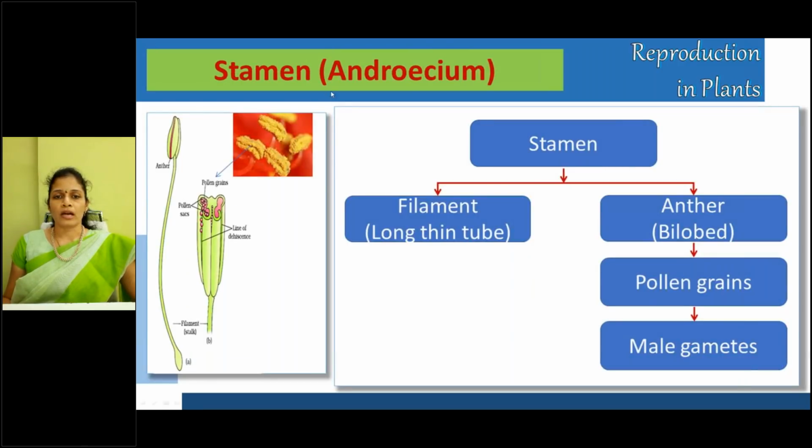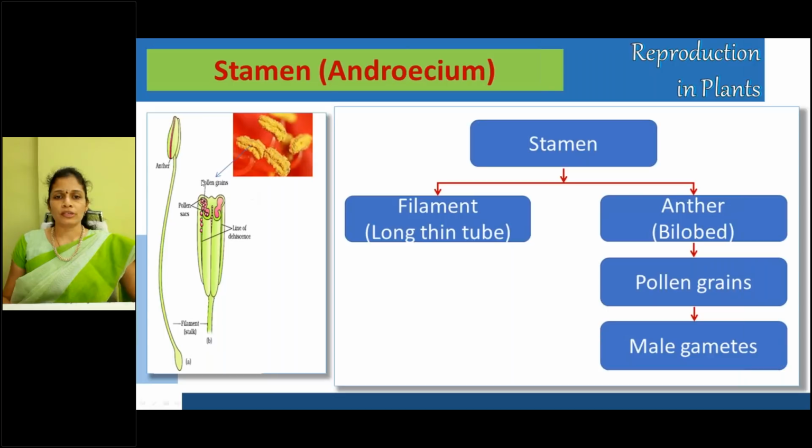What is this third part called? Stamen. Stamen is also called androecium. This is the third whorl of the flower, and it is the male reproductive part of the flower.